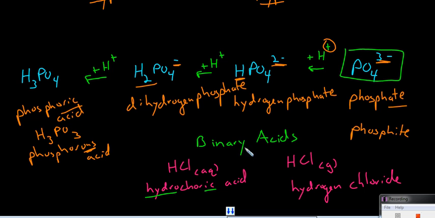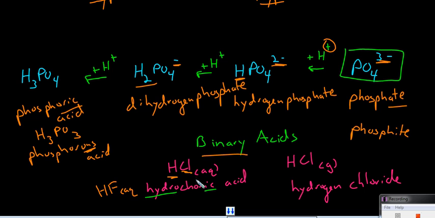And finally, we also have binary acids. Binary means two. So if you have, say, a hydrogen attached to, very frequently, halogens, like chlorine, and they're aqueous, that is, they're dissolved in water, then you might call it hydrochloric acid. What would you call HF, aqueous? You would call it hydrofluoric acid.